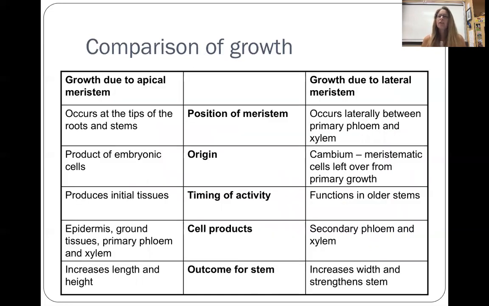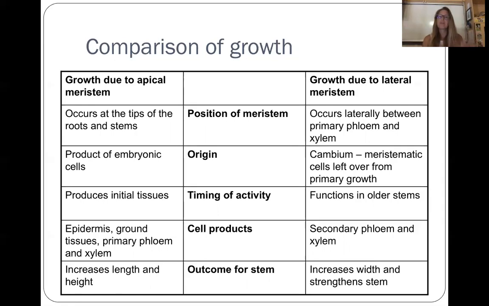Guys, anytime you see a chart like this in one of my lectures, you could be asked to replicate this chart on an exam. So if they say compare apical meristem to lateral meristem, you're going to look at the things that you can use to compare them: the position of the meristem, the origin, the timing of the activity, the cell products. For each one of these, you need to have a statement for apical and a statement for lateral. You can't just list, here's the lateral stuff and here's the apical stuff. That's not comparison. You have to have a statement for both things.